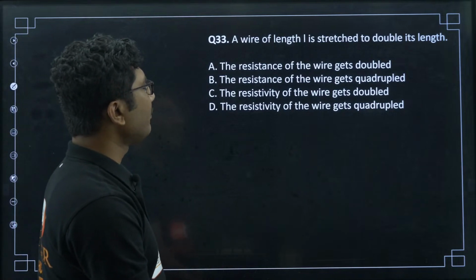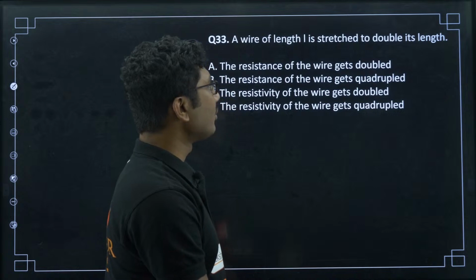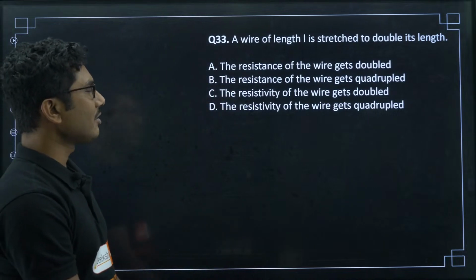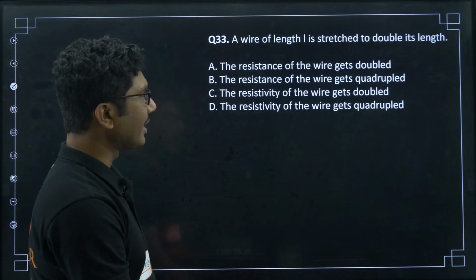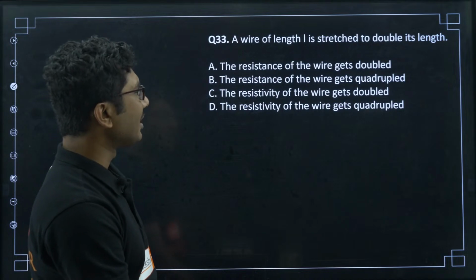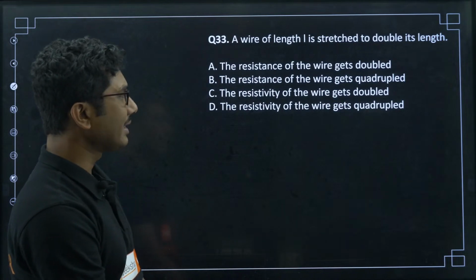The wire of length L is stretched to double its length. The resistance of the wire gets doubled, the resistance of the wire gets quadrupled, resistivity of the wire gets doubled, resistivity of the wire gets quadrupled.